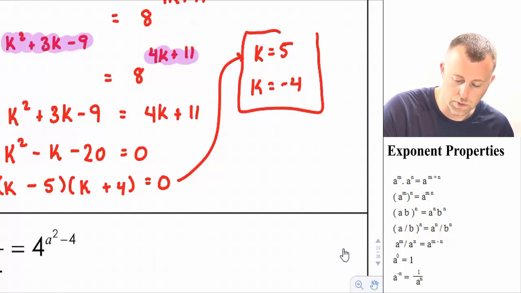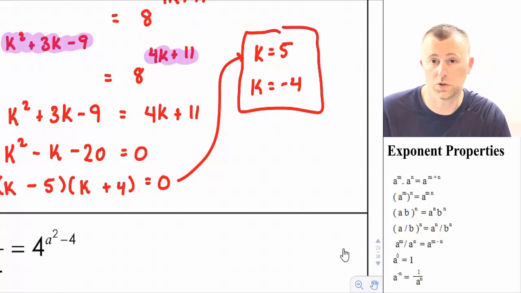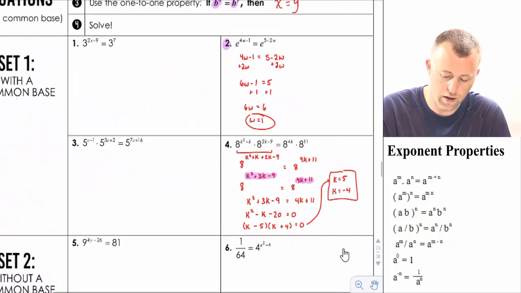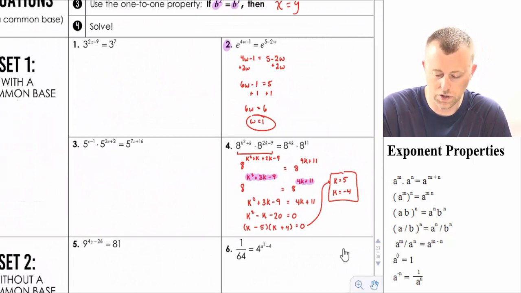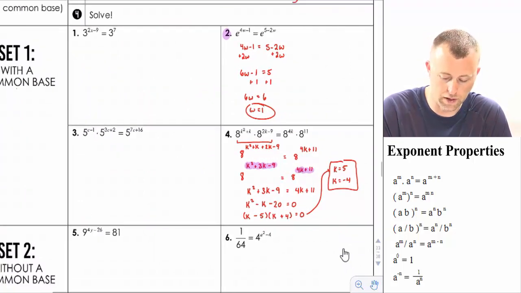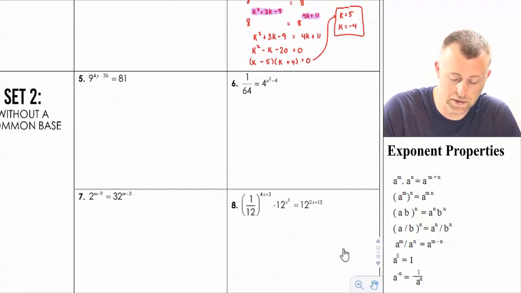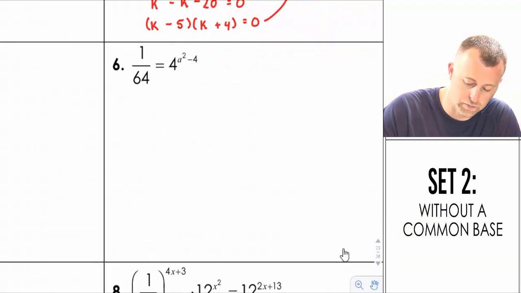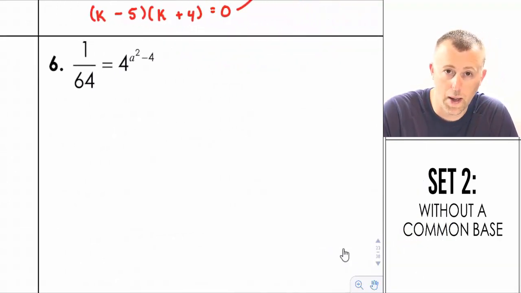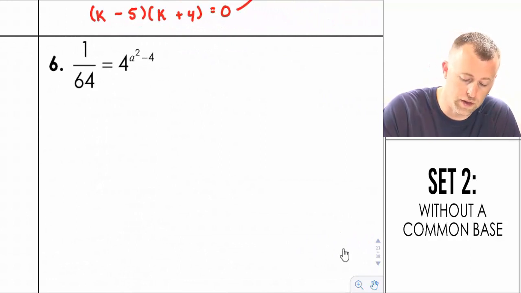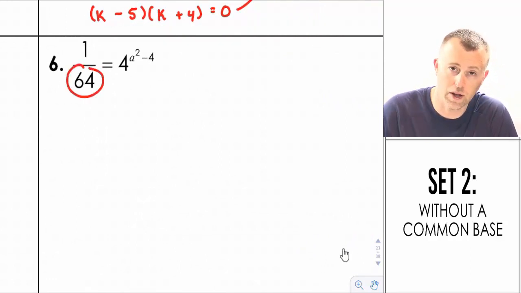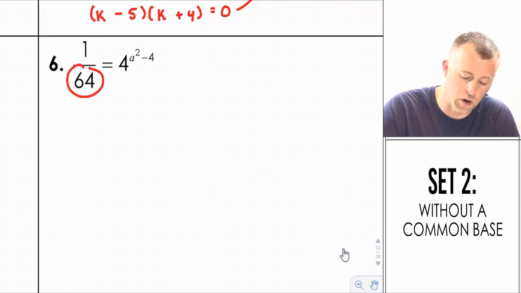And again, with an exponential function, there's no restrictions to your domain, so both of those answers are going to be solutions. So when you have like bases, that's what you need to do. If you don't have like bases, well, you need to make them like bases. So if you look at number 6, I don't have a like base. However, if you look at the left-hand side, I can break that down so that it has a base of 4. So I'm going to do that.